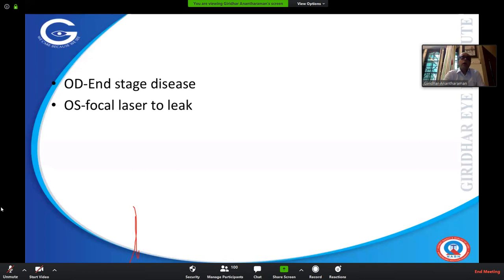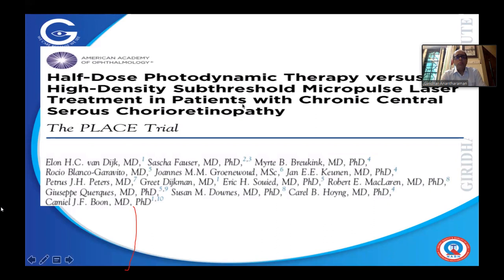Recently, the PLACE trial report compared half-dose PDT with subthreshold micropulse laser. These are patients who had a minimum 8-week history of central serous chorioretinopathy. They were all treatment-naive patients.